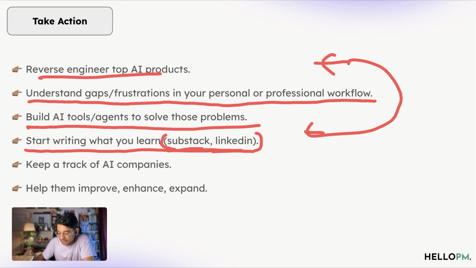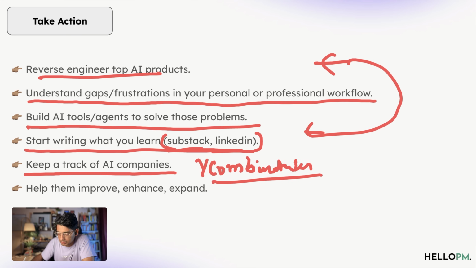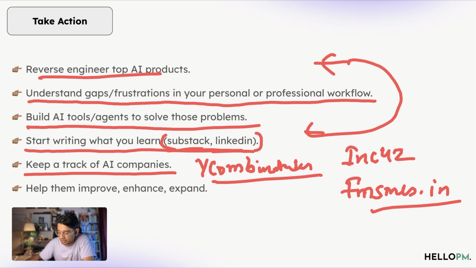And then keep track of AI companies. Go to this website called ycombinator.com/companies. Go to various companies, seed funds, VC funds, and look at their portfolio. Go to websites such as INC42, FinSMEs.in, or .com, I'm not sure. Go to these websites. They will tell you which companies are upcoming and being funded, so that you can look at these products.